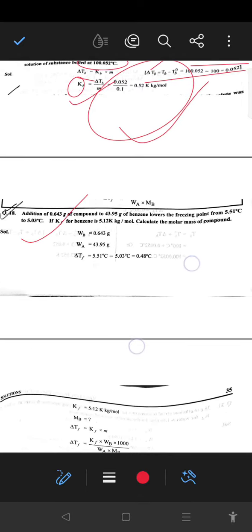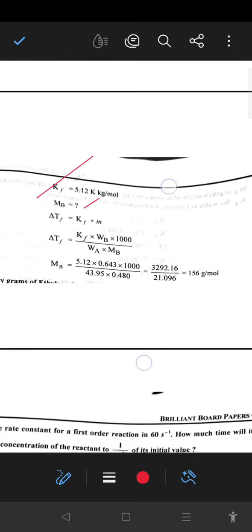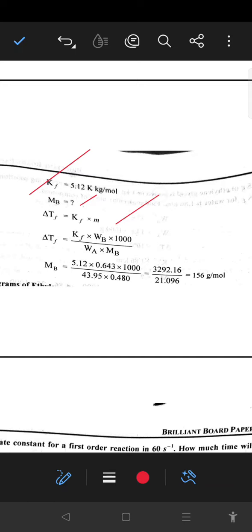Okay. Next, addition of 0.643 gram of compound to 43.95 gram of benzene lowers the freezing point from 5.51 degree centigrade to 5.03 degree centigrade. If Kf for benzene is 5.12 Kelvin kg per mole, calculate molar mass of the compound. So WB given hai, WA given hai, delta Tf nikal lenge minus karke. Okay. Kf value, then MB value calculate karenge. Delta Tf equal to Kf into m. Sabhi values put karenge, sab solve karenge. MB value yahan se easily nikal jayegi. That is 156 gram per mole is the right answer.